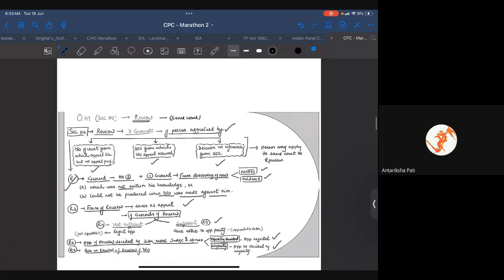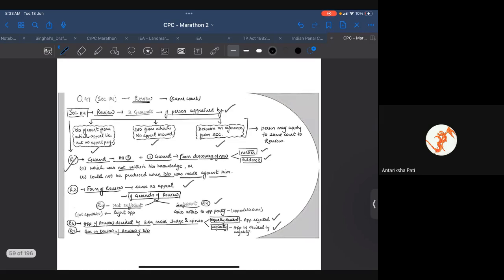Now Section 114, that is review, is done by the same court, not by any other court. So for a decree or order of a court from which appeal lies but no appeal has been preferred, or decree or order from which no appeal is allowed, or decision on reference from small causes court, here a person may apply to the same court to review. A person may apply to the same court to review on the ground that it was not within his knowledge or could not be produced when the decree or order was made against him, or on the discovery of new matters or evidence, then in that case this can be done.